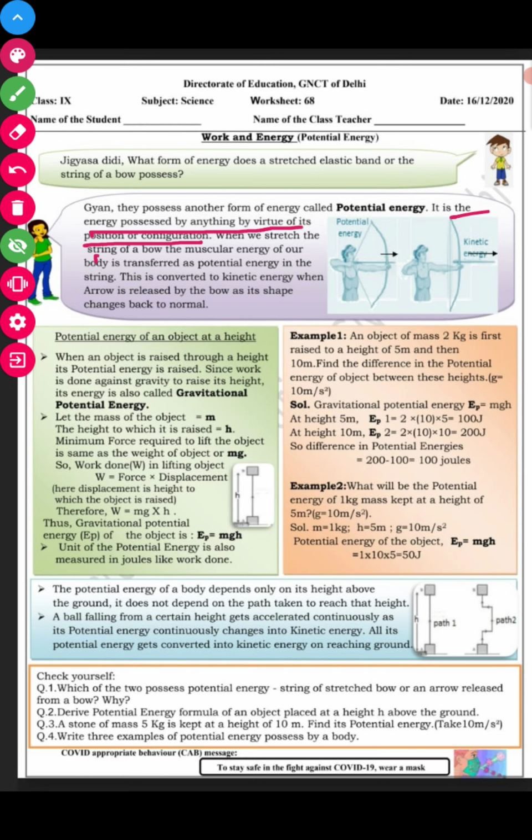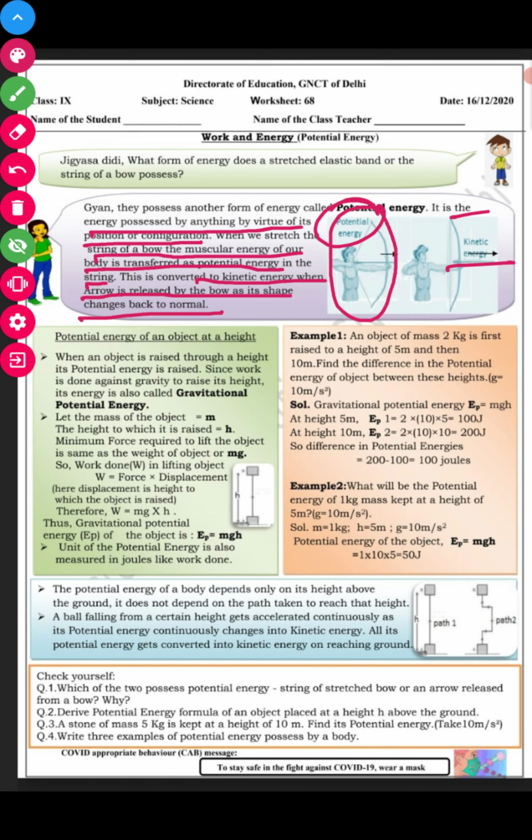When we stretch the string of a bow, the muscular energy of our body is transformed into potential energy in the string. This is converted to kinetic energy when the arrow is released by the bow and its shape changes back to normal. So this state of energy when we stretch the string of the bow is called potential energy, and as we release the arrow, this potential energy is converted into kinetic energy.